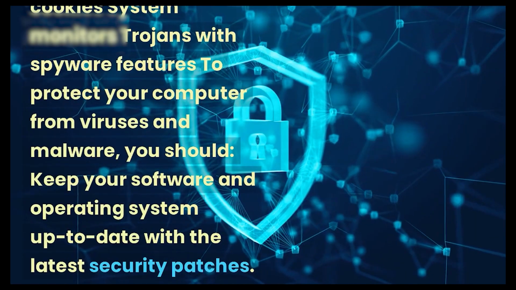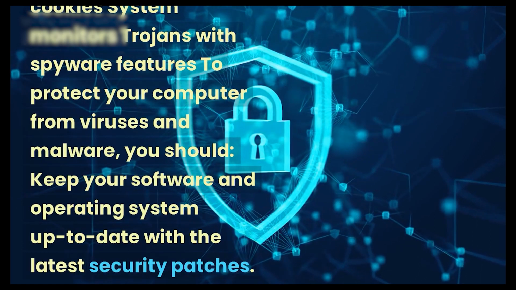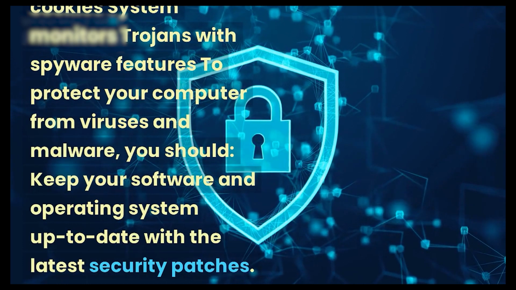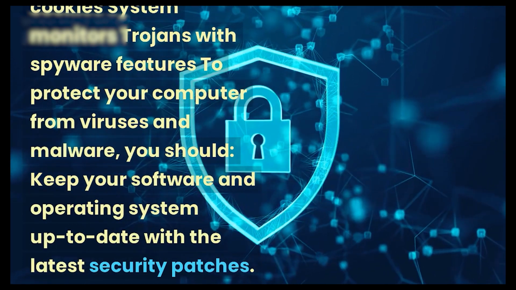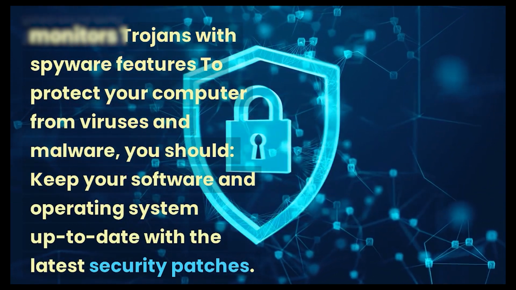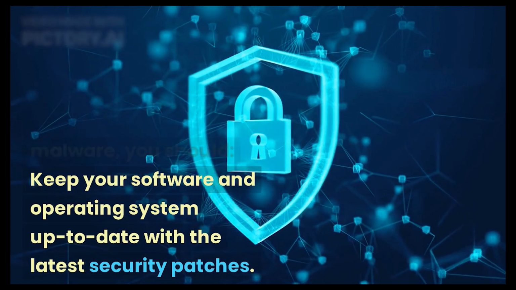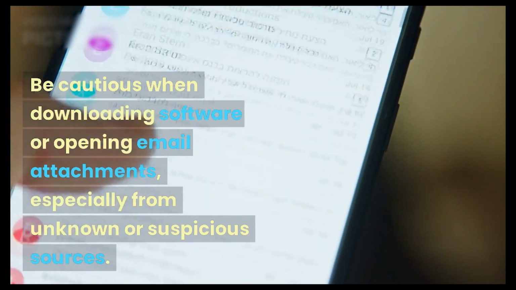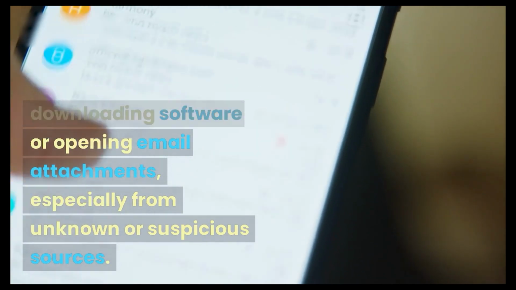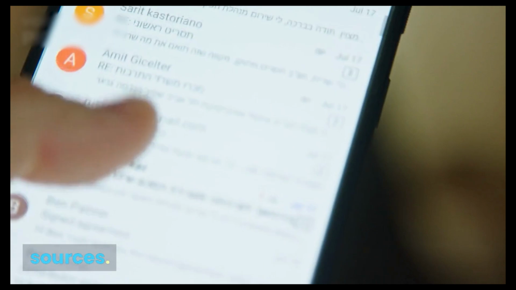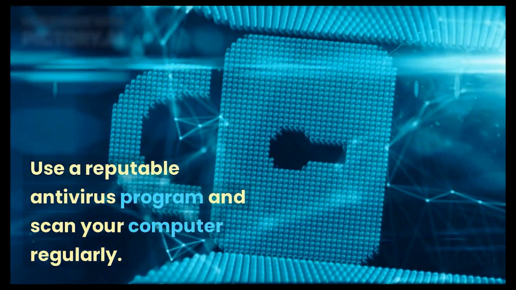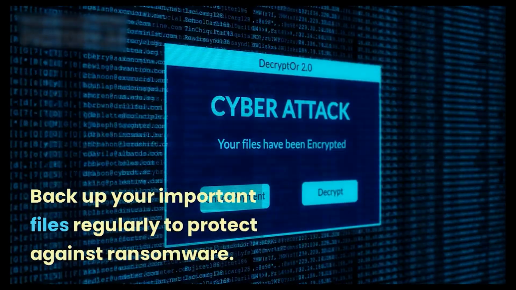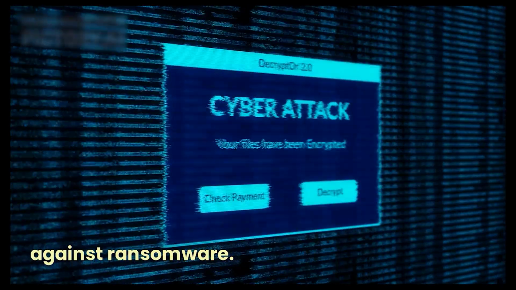There are different types of spyware that can infect your computer, including adware, tracking cookies, system monitors, and Trojans with spyware features. To protect your computer from viruses and malware, you should keep your software and operating system up to date with the latest security patches. Be cautious when downloading software or opening email attachments, especially from unknown or suspicious sources. Use a reputable antivirus program and scan your computer regularly. Back up your important files regularly to protect against ransomware.